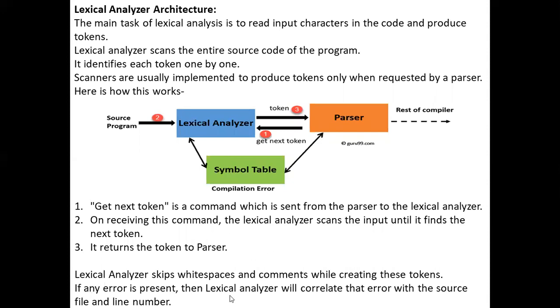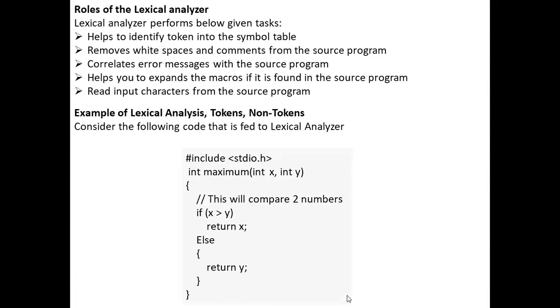If any error is present, then the lexical analyzer will correlate the error with the source file and line number. Most of the time when you compile any program and there is some error, the line number and the error type are visible to you. That is the part of a lexical analyzer, right?